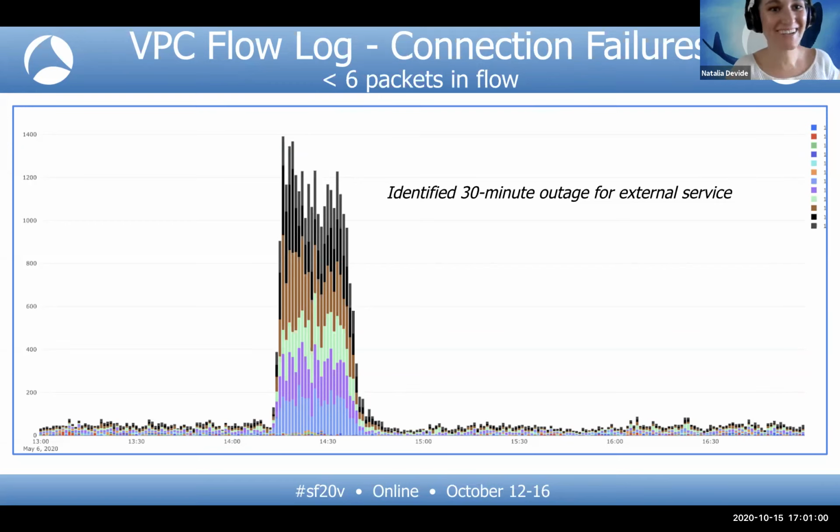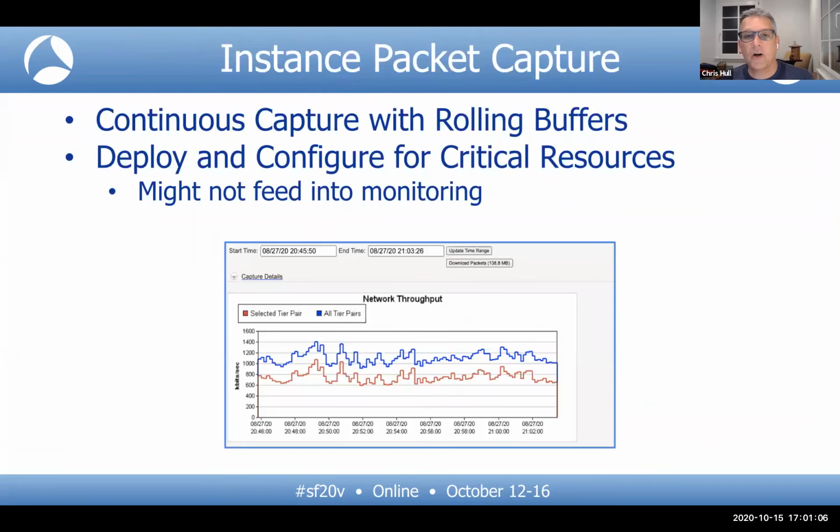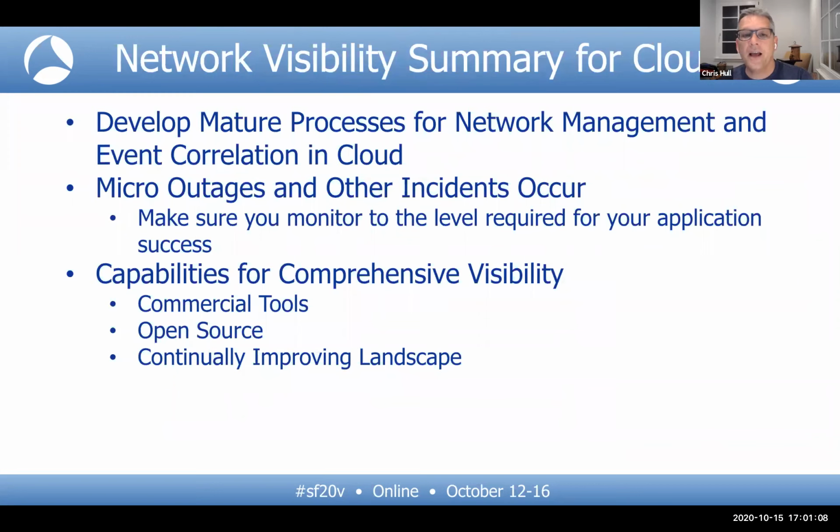Okay, so with VPC flows, we can get connection failures from that. You can also capture on your instances, and you need some mature processes to be able to do this. I talked a whole bunch about this, and there's a lot of commercial tools and open source tools, and what you see today is not going to be the same as what you saw a year ago and what you're going to see a year from now.